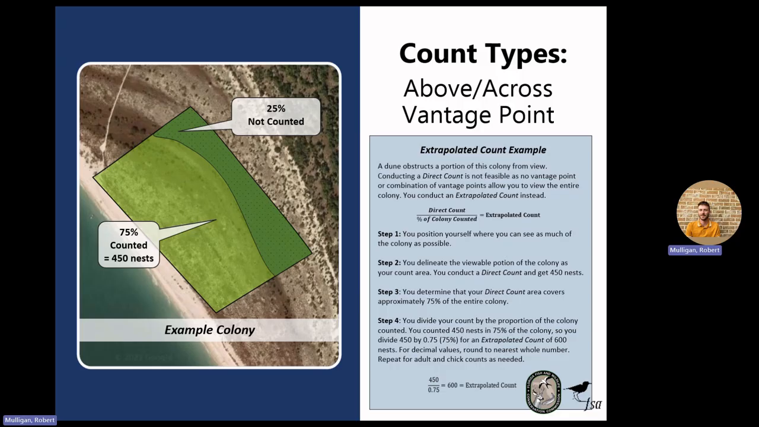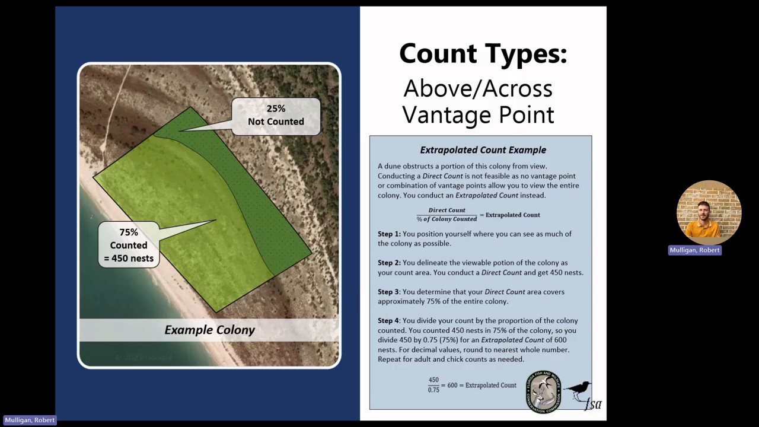The example colony pictured here has a large dune running through it. It is not feasible to conduct a direct count because no vantage point or combination of vantage points allows you to view and count the entire colony. For rooftops, the obstruction could be the shape of the rooftop, a wall splitting the colony, air conditioner units, or other structures present on the rooftop that significantly impede your ability to see the entire colony, no matter your vantage point. So instead of using a direct count, you conduct an extrapolated count using the calculation protocol found in the Breeding Bird Protocol on page 12.